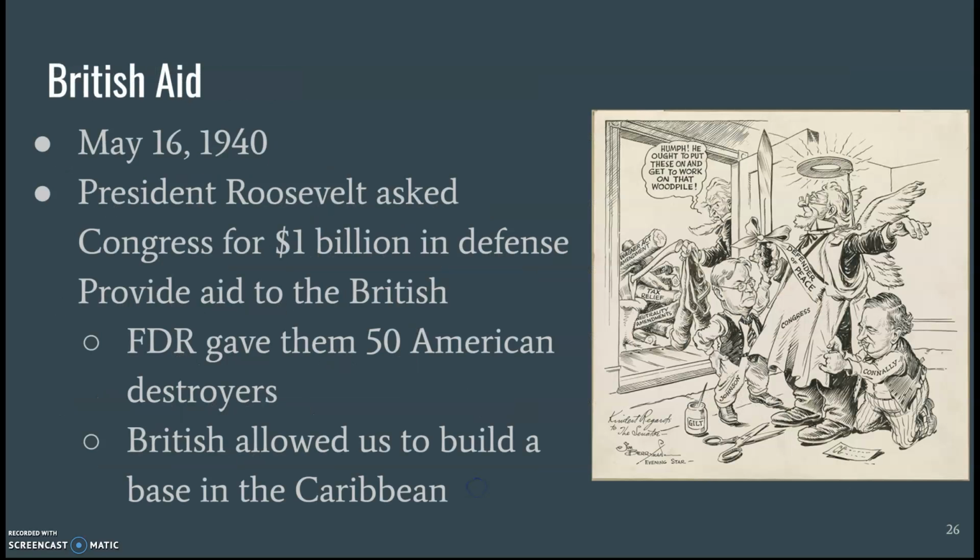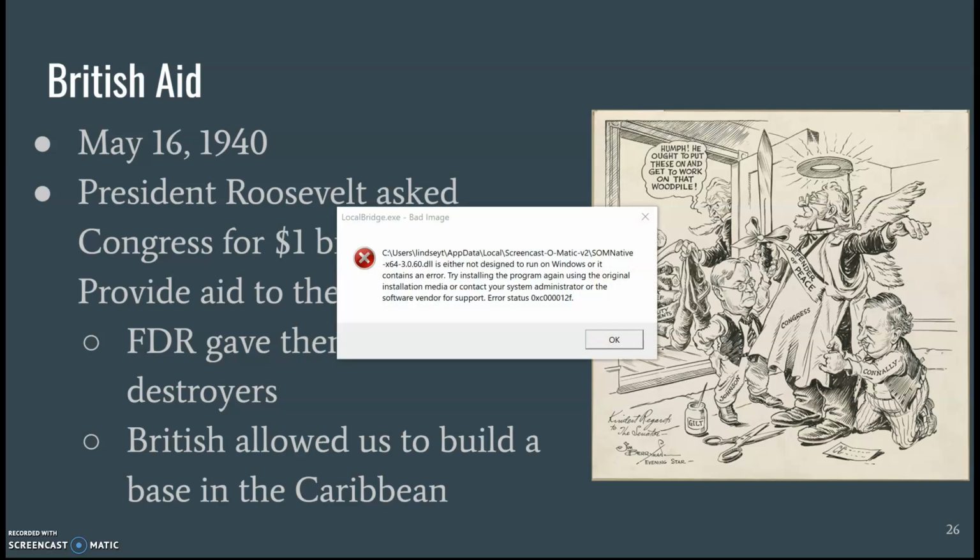zones. So the first thing that we do is about 6 to 8 months after the war is going through, President Roosevelt says, well, why don't we give the British 50 American destroyers, and we'll take a base in the Caribbean, ends up being in Cuba, and boom, $1 billion.